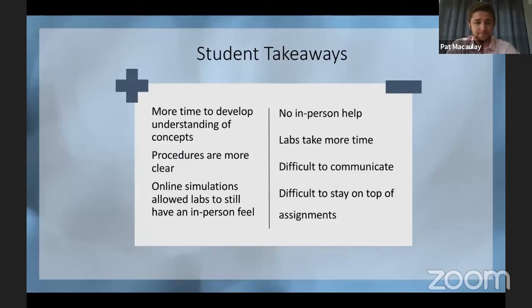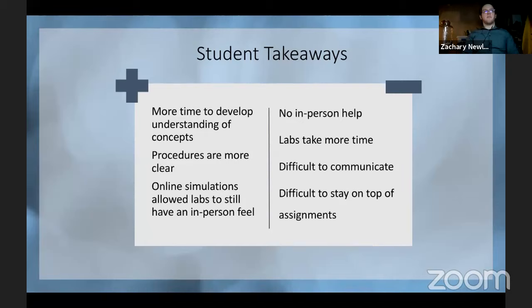So now that you've had a chance to look at some of our data, we wanted to highlight some of the biggest student takeaways on both the positive and negative side. So something that was highlighted by the students that was positive was that they had more time to develop the understanding of concepts. This was mainly seen in chemistry, as they only watched about a 20-minute video and then had the rest of the class, which was about an hour and a half, to complete their laboratories and work with their groups and solidify the understandings they're learning in their lecture.